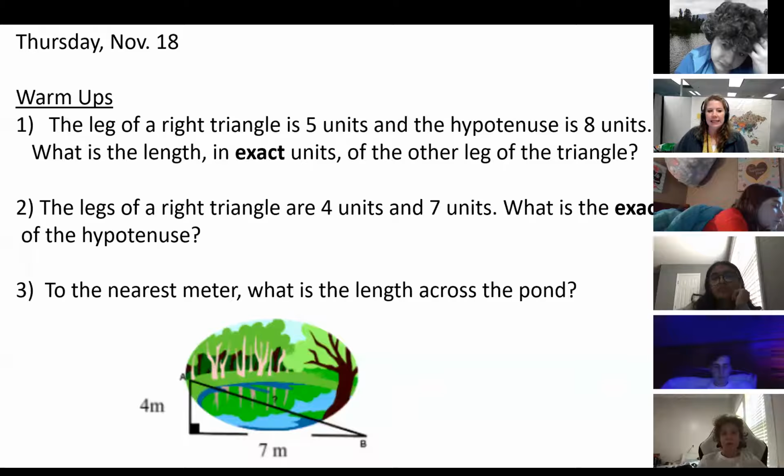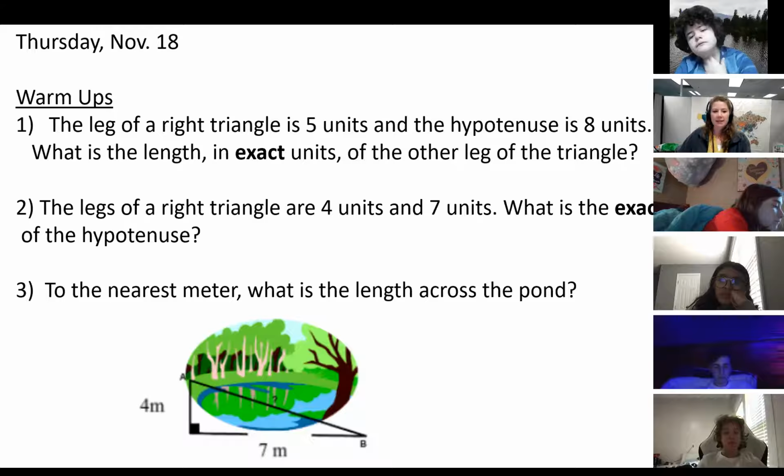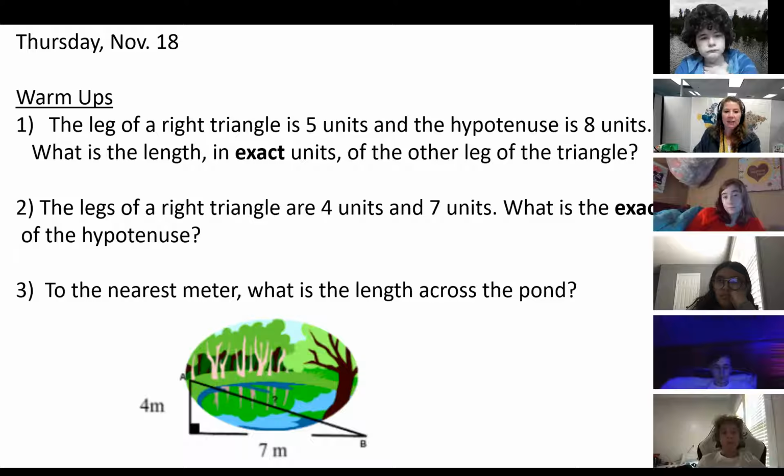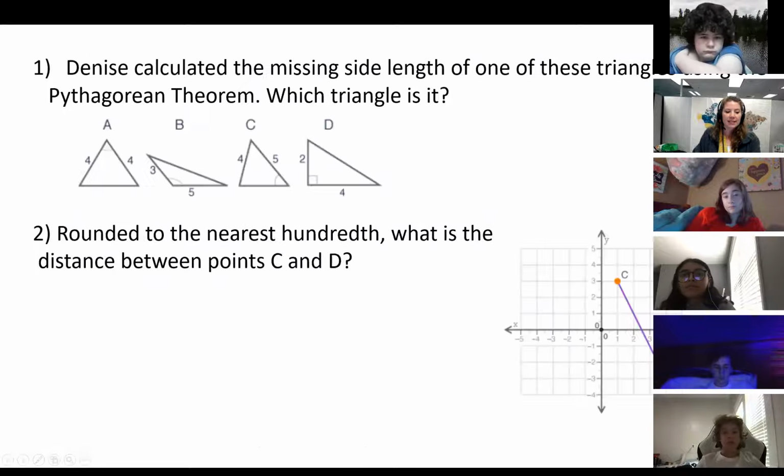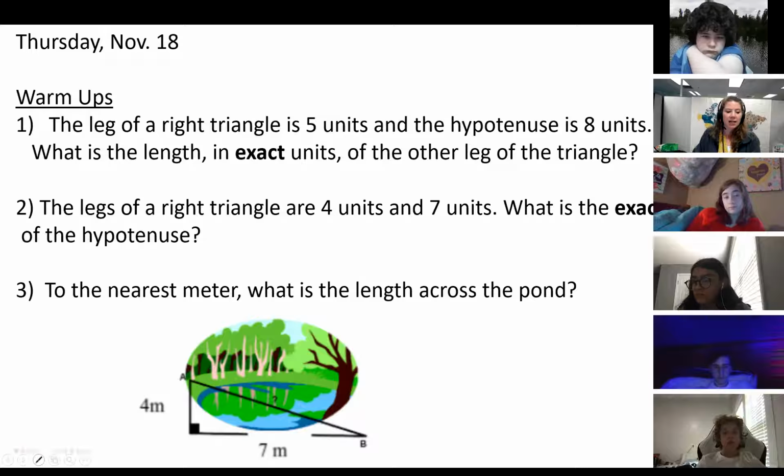All right, guys, so let's look at these problems. Number 1 on the warm-up says, the leg of a right triangle is 5 units and the hypotenuse is 8 units. What is the length in exact units of the other leg of the triangle? So remember, when it says exact, it means we are not rounding. We're leaving our answer in radical form, okay?